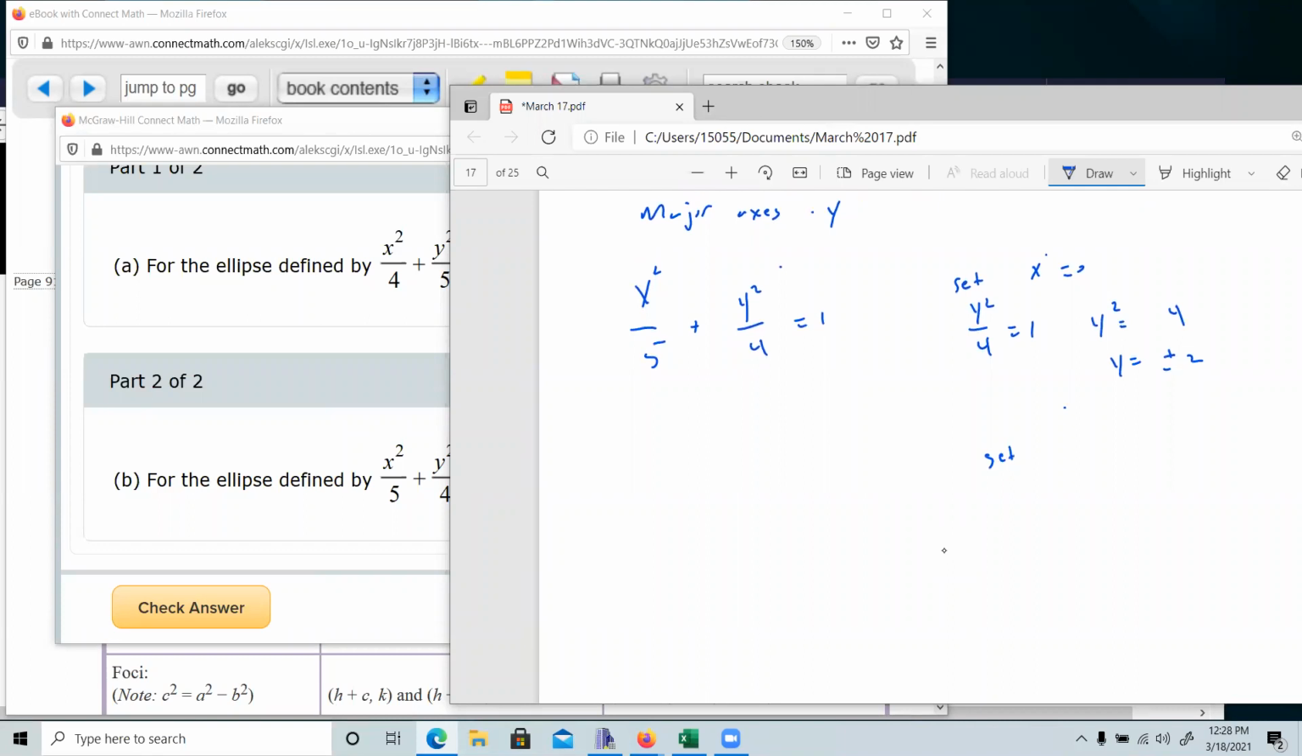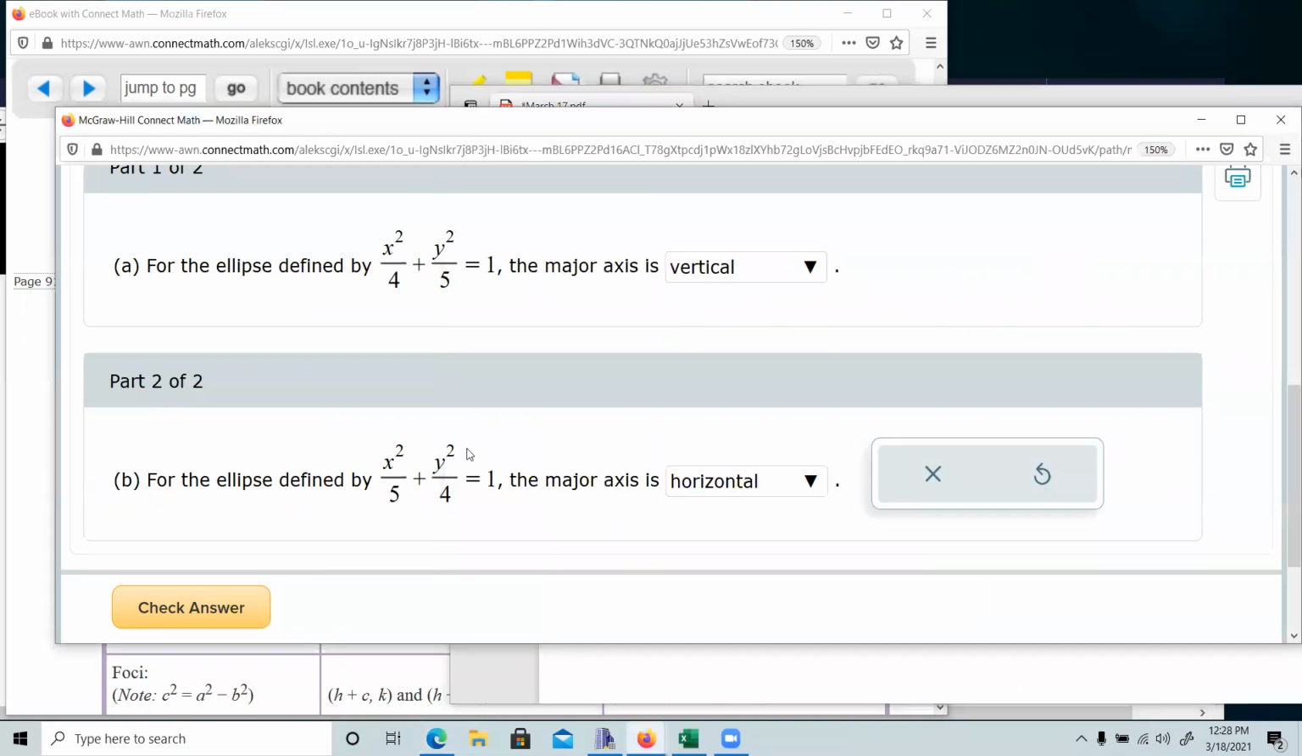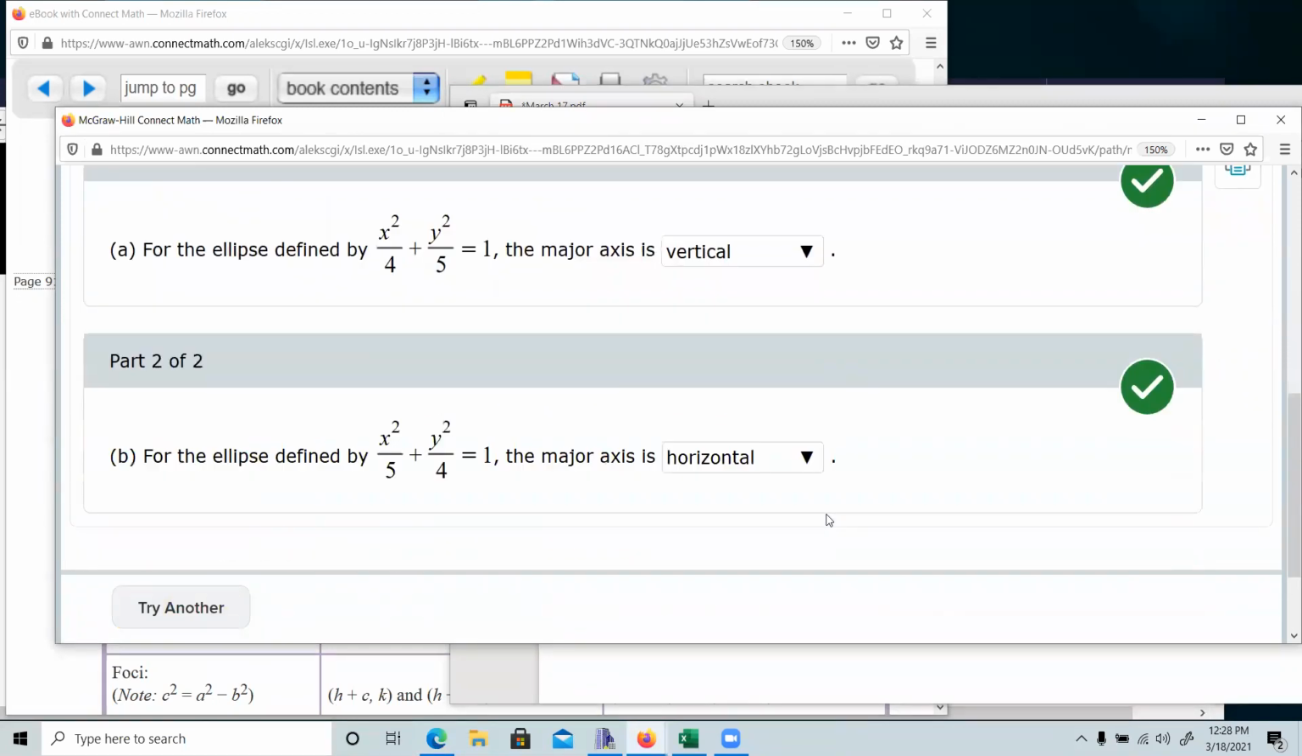Then we're going to set y equal to 0. So we have x squared over 5 is equal to 1. Then x squared is equal to 5. X is equal to plus or minus root 5. So again, if I was going to graph this, this is it for graphing ellipses. This is your main skill right here. We're going to do this a lot. Which one is longer? The root 5s are longer. So in this case, the axis is horizontal. And then we're done.